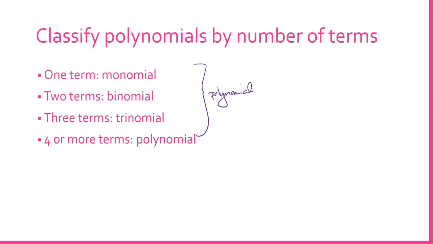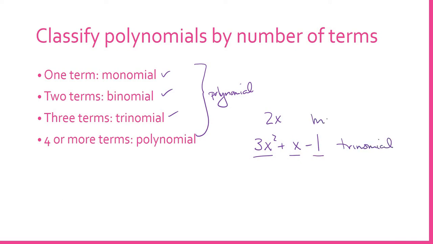We can use polynomial for all of these. These are all polynomials, but these are more specific words for 1 term, 2 term, and 3 term polynomials. So what would you classify this as? I hope we could all tell that that's a monomial. How about this one? 3x squared plus x minus 1. How many terms? 1, 2, 3. The first term is 3x squared, the second term is x, and don't forget the third term is negative 1. So this is a trinomial.